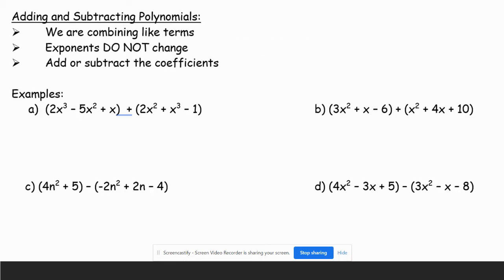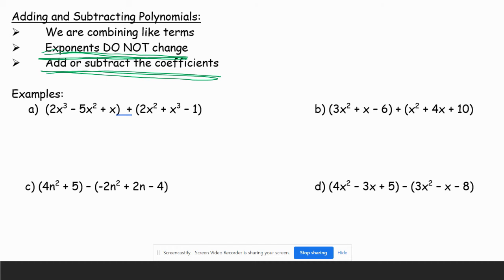Adding and subtracting polynomials. All right, we are combining like terms. Remember, like terms have the same variables to the same exponents. When we find our like terms, the exponents do not change, and we only ever add or subtract the coefficients.